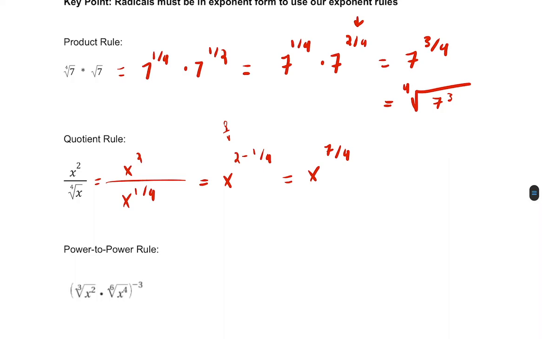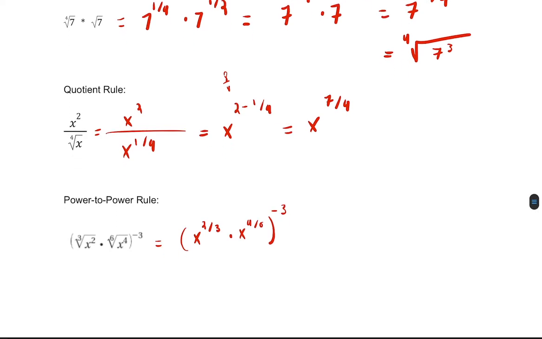If we have the power to power rule. So the first thing I would do, again, first thing I always do is just convert these. The cube root of x squared is x to the 2/3 times the sixth root of x to the 4th is x to the 4/6. All of this is to the negative third power. I'm just going to keep doing one step at a time. I'm going to multiply these. That's going to be x to the 2/3 plus 4/6.